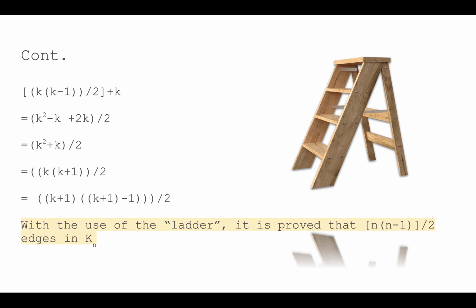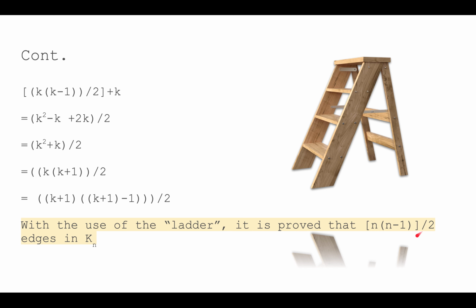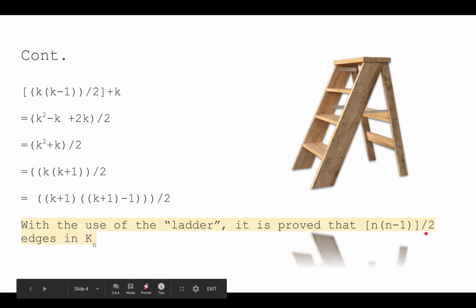Because k plus 1 is any number that's bigger than 0 and 1. So with the use of the ladder, it's any number bigger than 0. With the use of the ladder, I just said ladder, I'm pretty sure it's called the induction method. It is proved that n times (n minus 1) divided by 2 is how you find the edges in the graph Kn. So thank you.